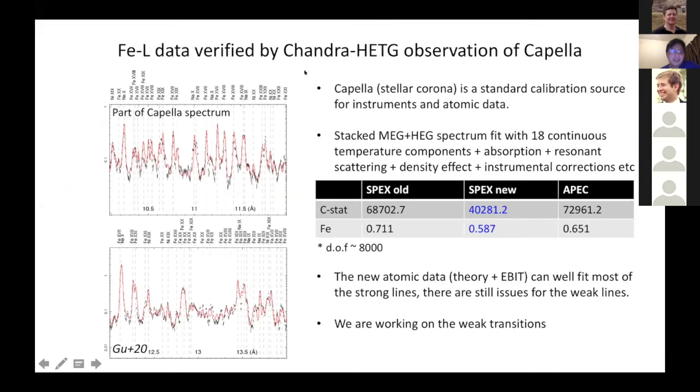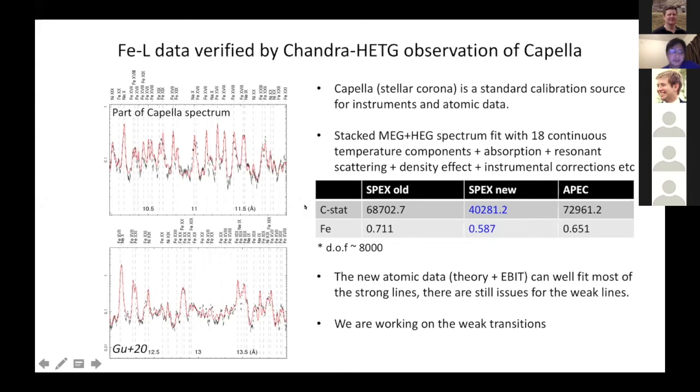It will become interesting now to see how our update affects the science in general. A straightforward approach is to use our new model to fit a standard spectrum, which now we pick Capella. Capella is a standard calibration source for atomic physics and also for instrument performance. In a recent paper, we used all the available Chandra HETG data of Capella, built a sophisticated multi-temperature model with all kinds of astrophysical corrections, and manually took into account several known calibration issues.